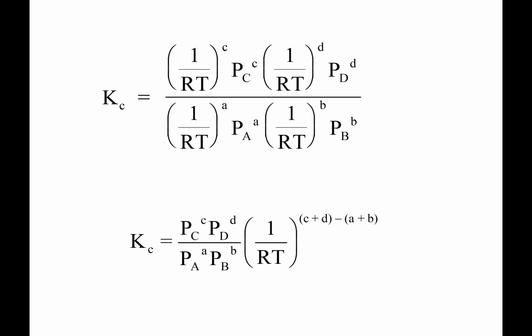So if I'm going to pull my terms together, it's kind of messy if you ask me. I have 1 over RT terms. I have 2 in the numerator, 2 in the denominator. If I pull the 2 in the numerator together, I'm going to get 1 over RT raised to the C plus D. If I pull the 2 in the denominator together, I'm going to get 1 over RT raised to the A plus B. But since it's in the denominator, I actually have to end up subtracting that. So it's all legit. Whoosh!